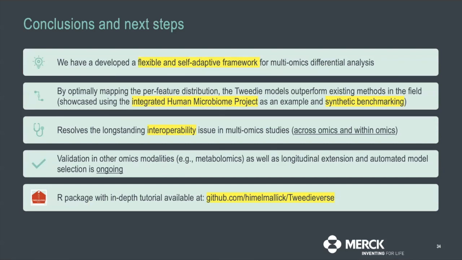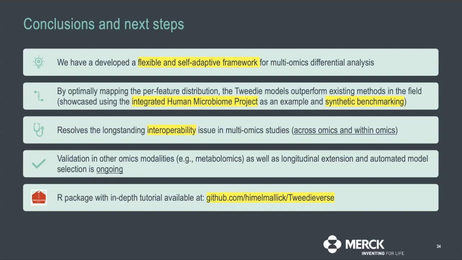Finally, to conclude the main take-home messages, we have developed a flexible and self-adaptive framework for multi-omics differential analysis. This is motivated by the fact that no such tool currently exists. How we have been able to do that is not any sort of magic. It's really a well-studied distribution that has been there for many years, but not used by genomics or computational biologists for some reason. Using the property of this distribution, which tries to optimally map the per-feature distribution, it is able to beat some of the existing methods with respect to FDR control and power.